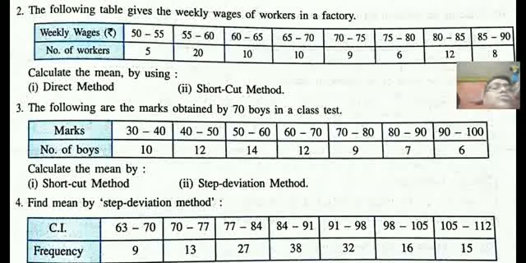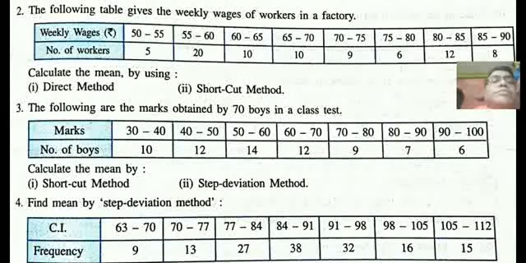Now some questions for you to practice. The following table gives the wages of workers working in a factory. Wages in rupees: 50 to 55, 55 to 60, 60 to 65, 65 to 70, 70 to 75, 75 to 80, 80 to 85 and 85 to 90. Number of workers: 5, 20, 10, 10, 9, 6, 12, 8. Calculate the mean by the direct method, sigma fx by sigma f, and the second method, a plus sigma fd by sigma f. You know this, so apply and find.